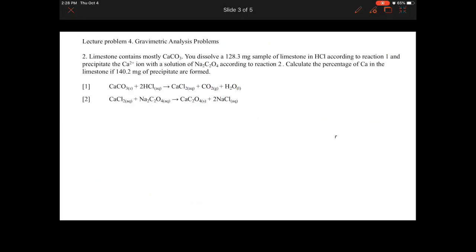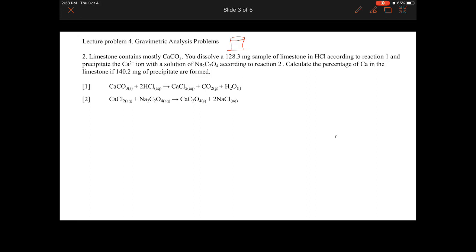Remember back to class, what gravimetric analysis is, we're looking at getting information about an ion in solution. So if we have a solution, for example, in this case, we have a sample of limestone that contains mostly calcium carbonate. There's calcium carbonate and other stuff.